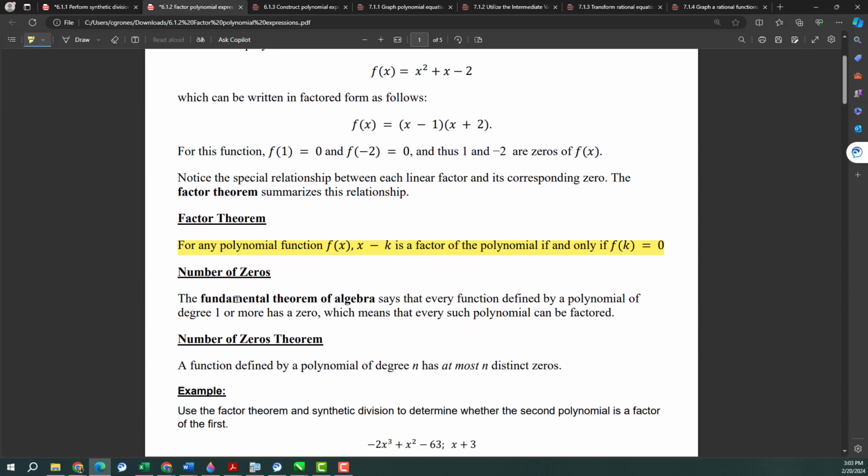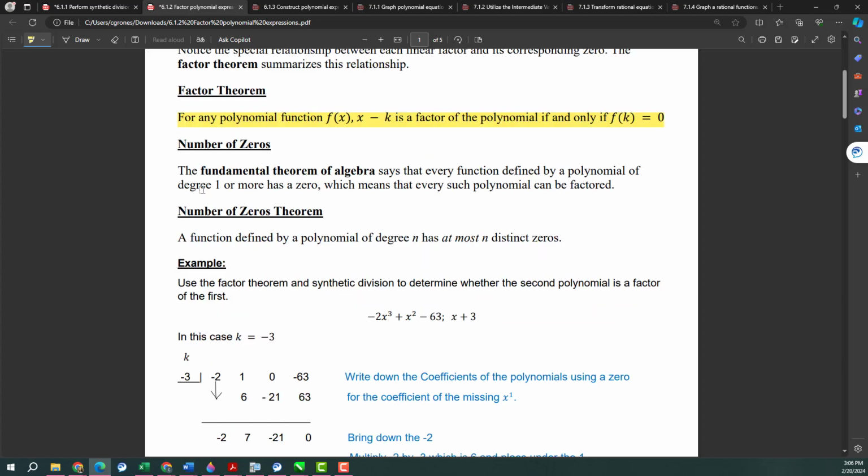The next theorem that we have is the number of zeros theorem. It says that the fundamental theorem of algebra says that every function defined by a polynomial of degree 1 or more has a 0, which means that every such polynomial can be factored. And then if you look right below that, the theorem: a function defined by a polynomial of degree n has at most n distinct zeros. Distinct meaning different zeros.